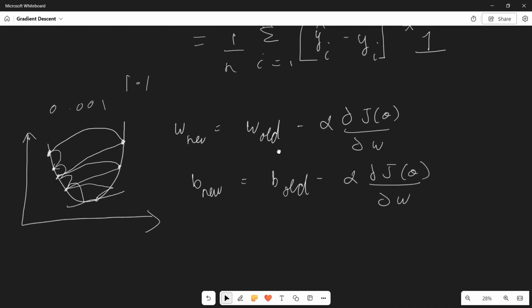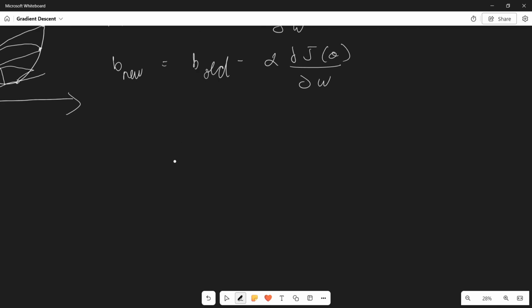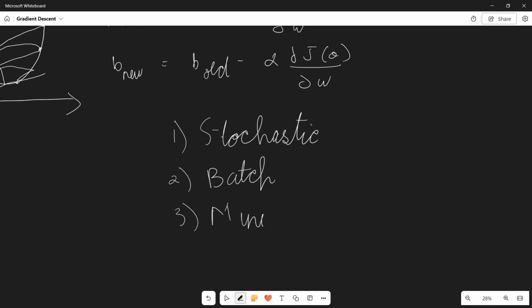So these are the gradient descent techniques. Up to this is the actual intuition of gradient descent. There are actually several variants of gradient descent. They are stochastic, batch, and mini batch.